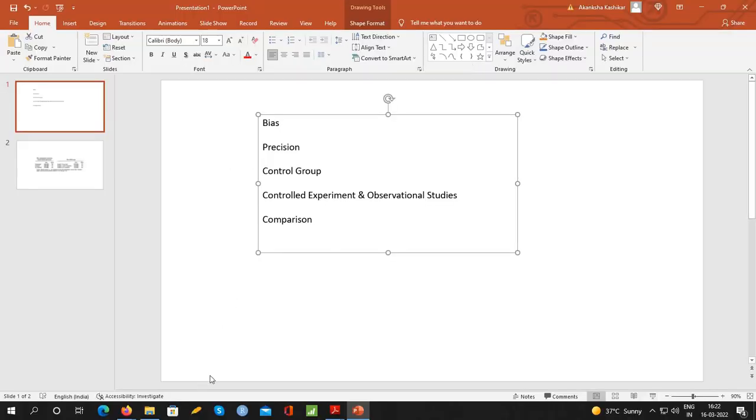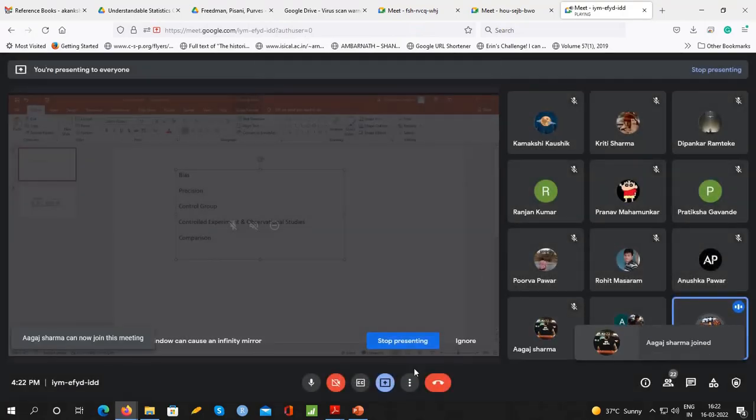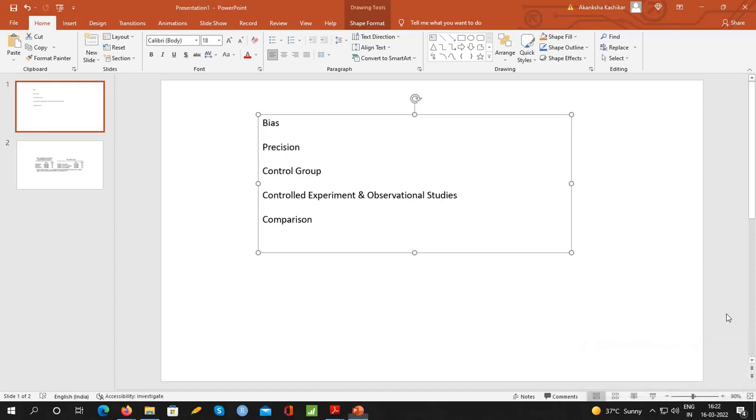In statistics also there are multiple places where this word bias can be used. The first place where this word comes in picture is in sampling. Suppose you are trying to get information about, say, the average height and weight of people living in Pune. First of all, what do I mean by sampling?